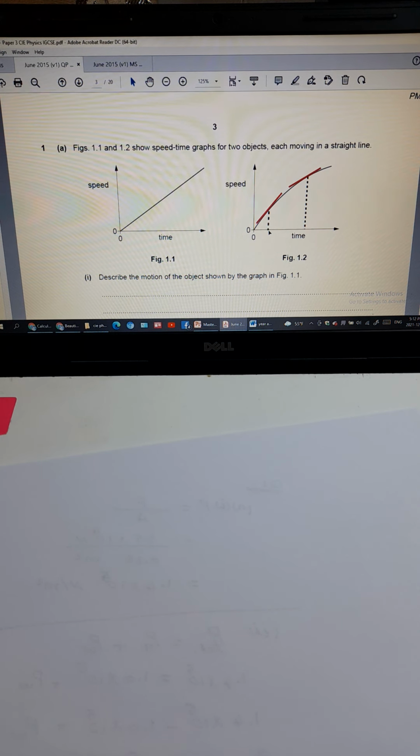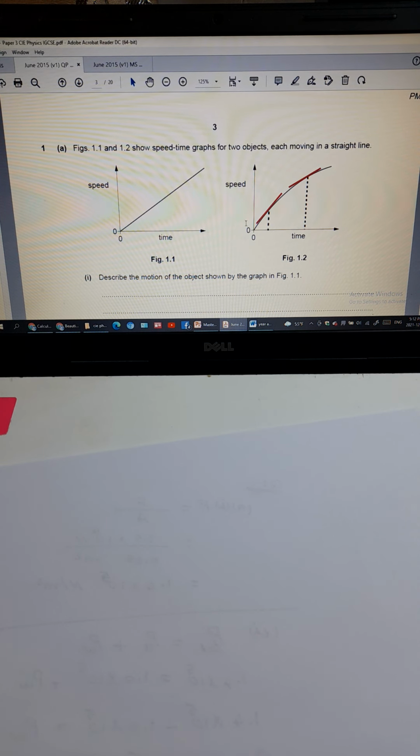Now in this graph, the line is curved. So the gradient is changing from instant to instant. So at the beginning, at this time, I draw a tangent to the curve at this point. And at a later time, at this point, I draw another tangent. Now it is clear that the slope of this tangent is greater than the slope of this tangent. So the acceleration here is decreasing.